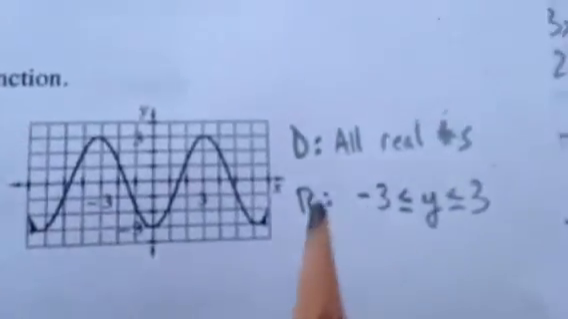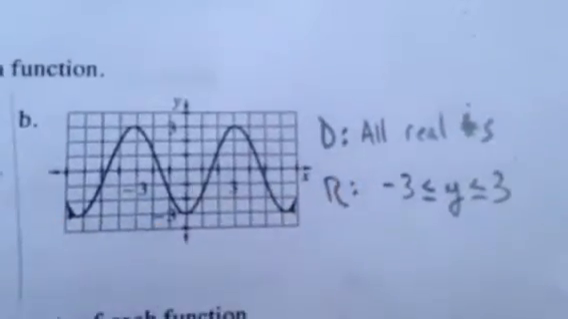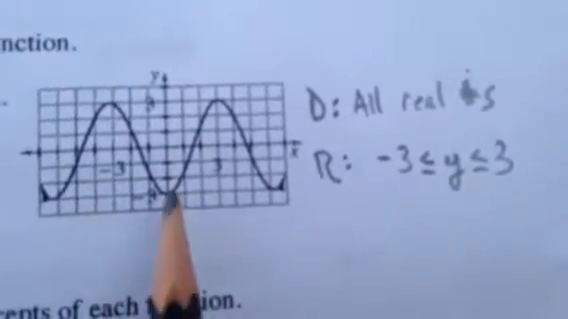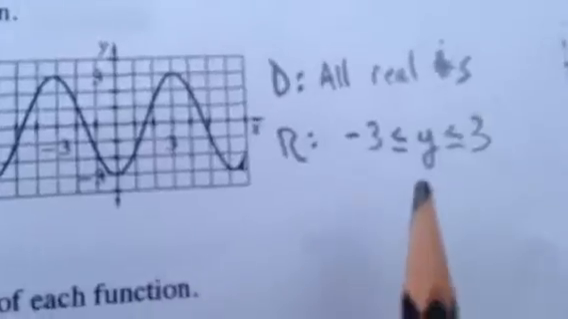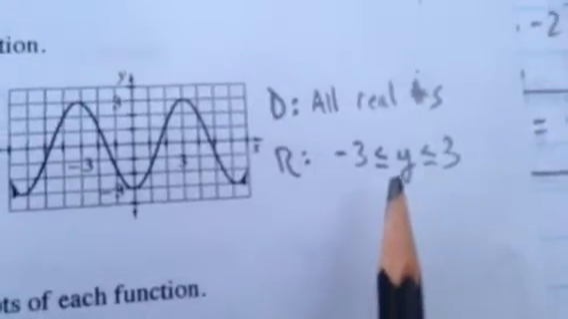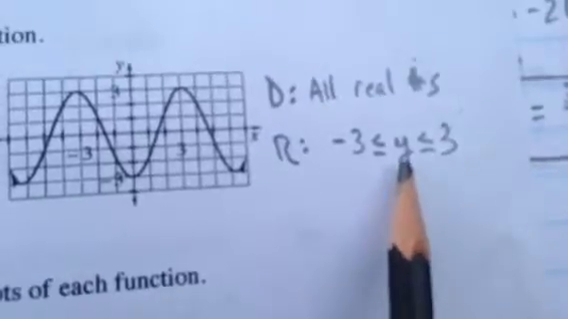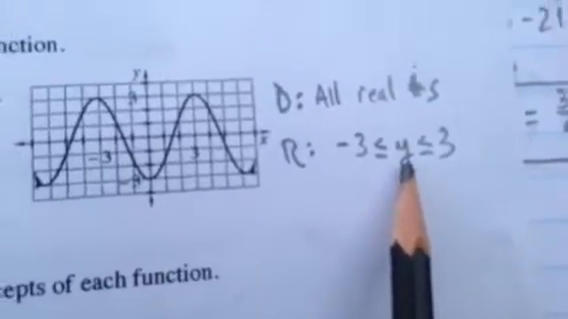The next one, the domain has got all real numbers. It goes forever left and right, but it just varies between -3 and +3, and so that's the expression for our range right there. Lowest y value and highest y value, and just write them with the y values in between right there like that.